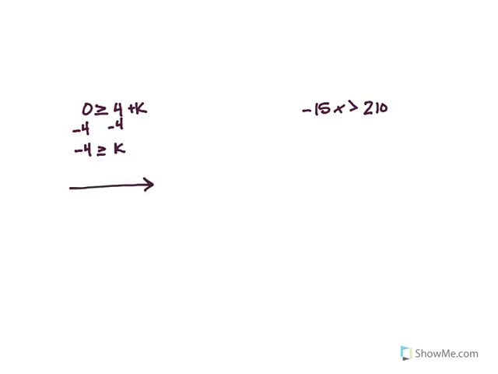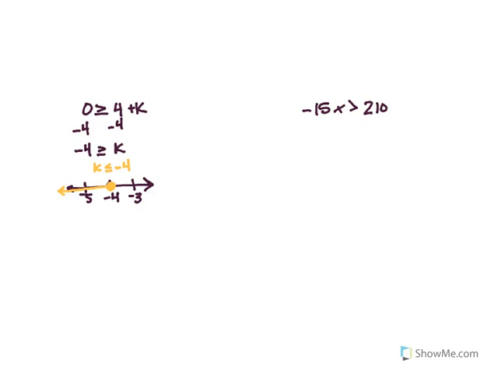If I want to put this on a number line to graph it, I could have negative 5, negative 4, negative 3. So we have negative 4 and it's greater than or equal to, so it's a filled in dot. And it says that k is less than or equal to negative 4. So k is going to be all of this other side. And it's a little easier if you look at it this way. So k is less than or equal to negative 4. Not negative k, negative 4.